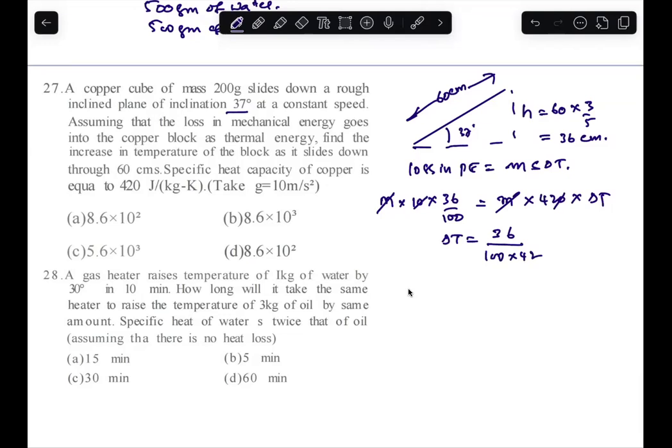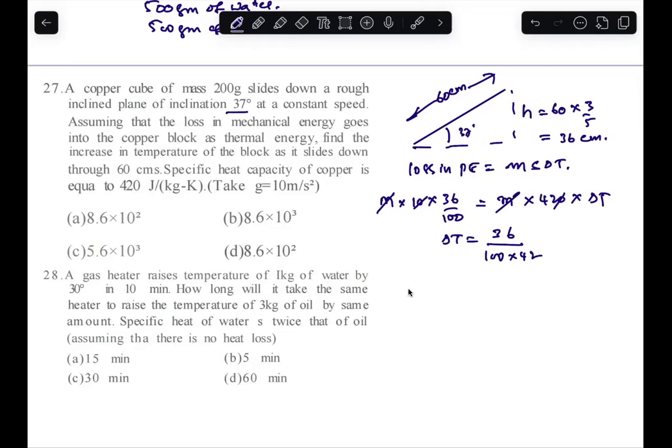So basically, what is to know in that is 36. This is 8.6 into 10 power minus 3 Kelvin. Right. A gas heater raises the temperature of 1 kg of water by 30 degrees in 10 minutes. How long will it take the same heater to raise the temperature of 3 kg of oil by the same amount? The specific heat of water is twice that of the oil. Simple.